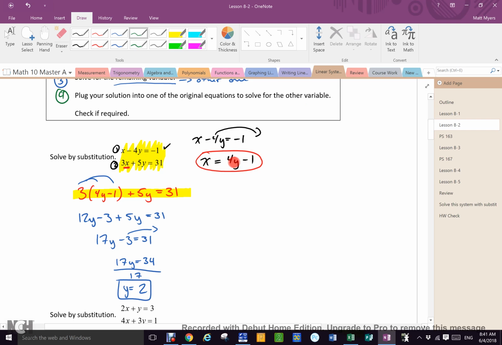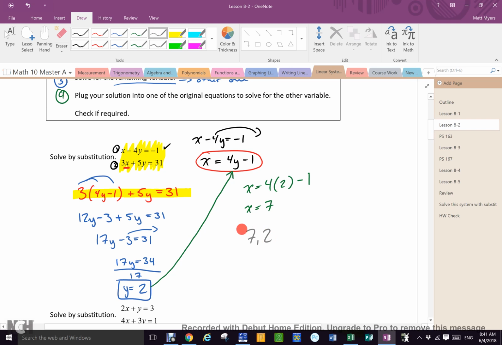Now right here, I don't know x, do I? Because y equals 2. But if y equals 2, what do you see right there? A y. So what goes there? 2. So x equals 4 times what? 2 minus 1. What is 4 times 2 minus 1? 7. So now do I have an x and a y? Okay, what is the ordered pair then? 7, 2.